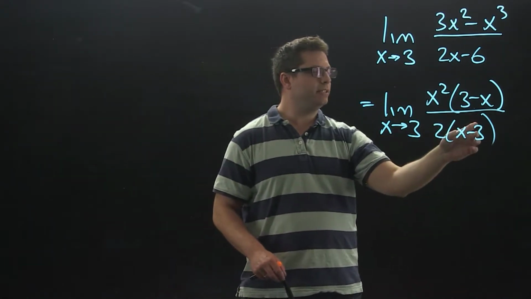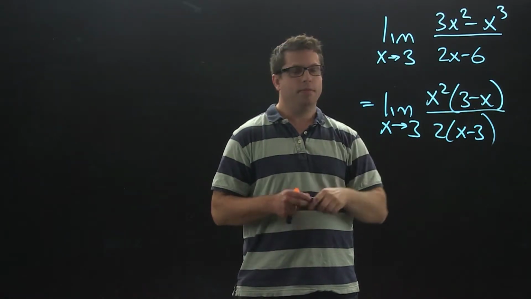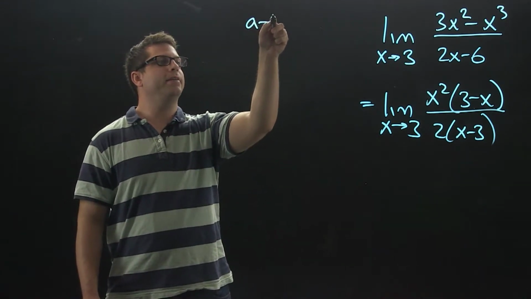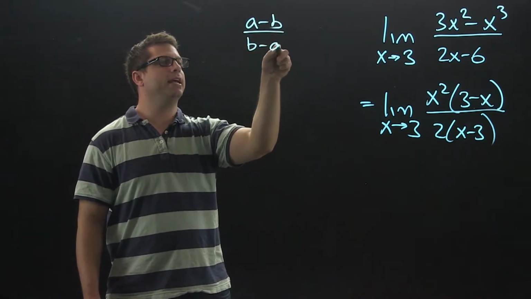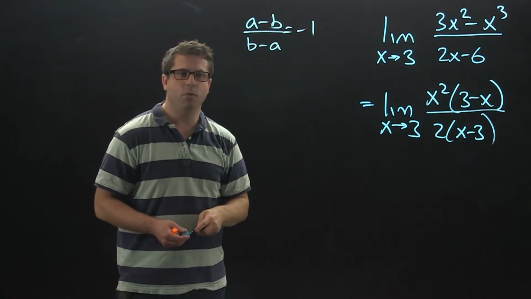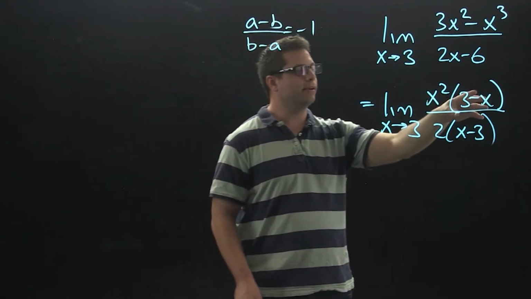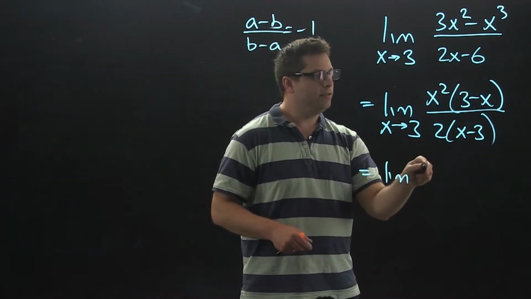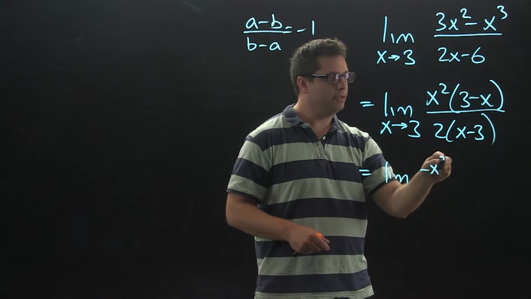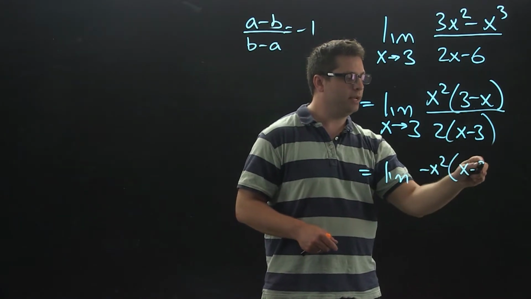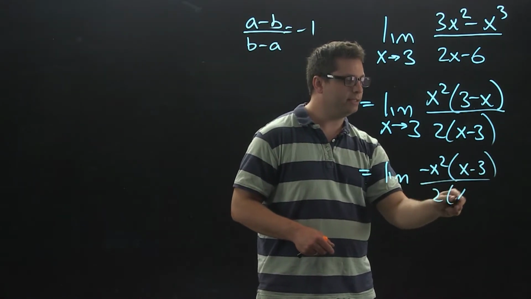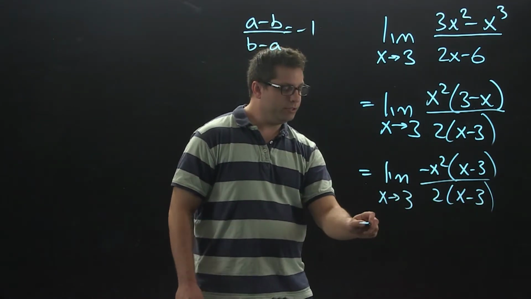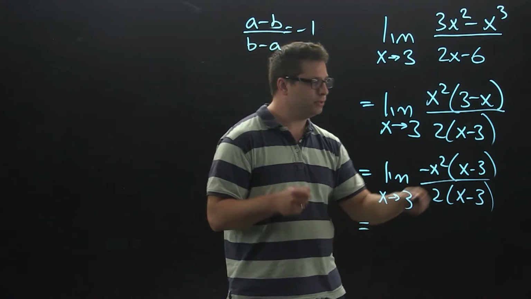Now, we have an x minus 3 and a 3 minus x. We do have a rule that says a minus b over b minus a will always reduce to negative 1, and we have that scenario here. But if you didn't see that, you could just factor out a negative 1, and then this would flip to x minus 3. Now you can see that the x minus 3's will cancel out directly. Let's go ahead and cancel those.